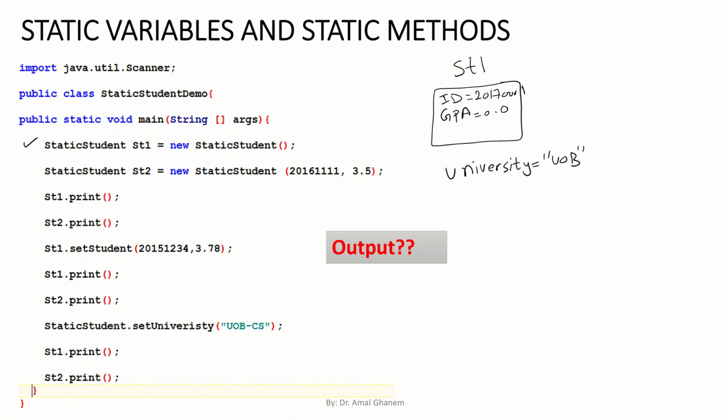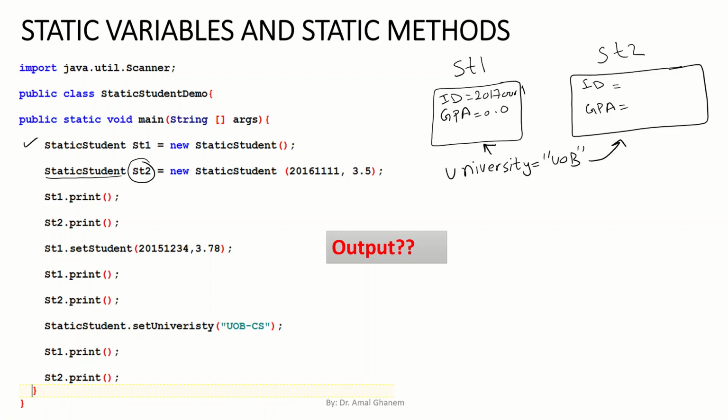Let's move to the second statement. It says create another object st2, again of the same class. So again, I will have another object st2. I should have ID, GPA, and university. But remember, university has been declared as a static variable, which means it is shared. So it will be used by st1 and also by st2, and both of them have the initial value, which is UOB.